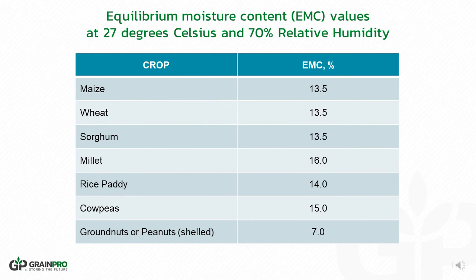The following are the equilibrium moisture content, or EMC, values of the grains at 27 degrees Celsius and 70% relative humidity. Maize, 13.5%; wheat, 13.5%; sorghum, 13.5%; millet, 16.0%; rice paddy, 14%; cowpeas, 15%; and groundnuts or peanuts, shelled, 7%.